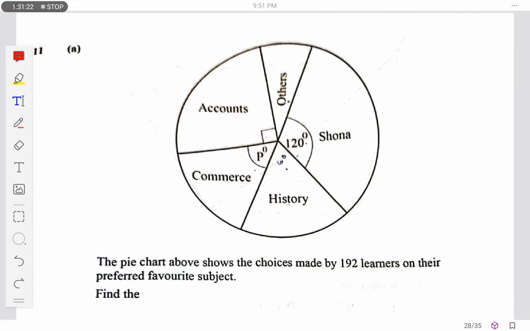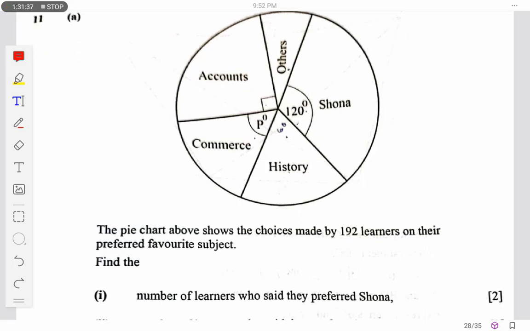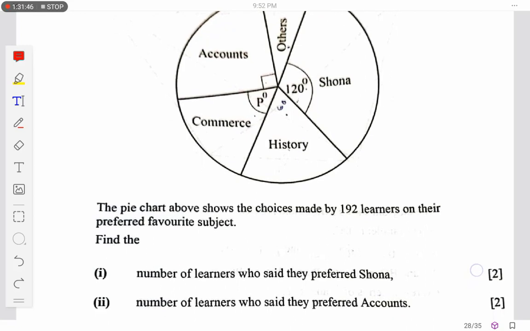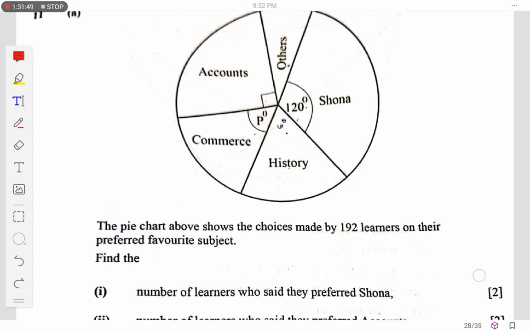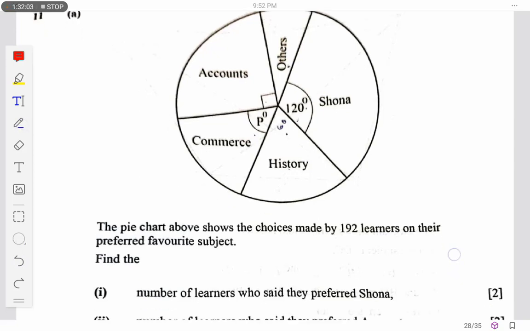Let's look at our number 11. They are saying we have a pie chart above which shows the choices made by 192 learners on their preferred favorite subject. Then find the number of learners who said they preferred Shona. So we have 120 degrees here, this angle of Shona people. And we know the total angle here is 360. So we can use that angle to find the number of Shona people there.